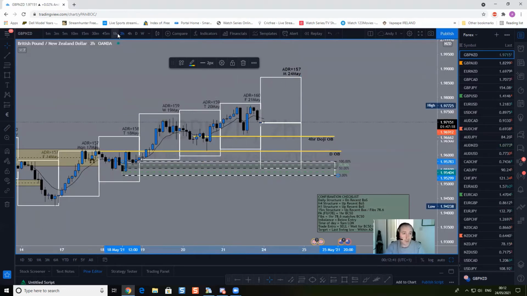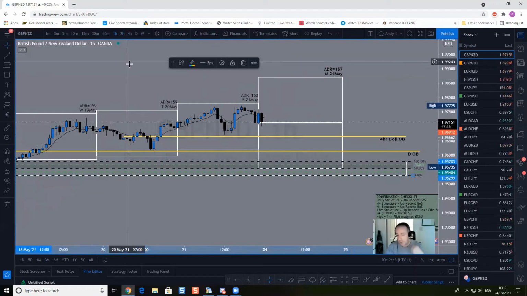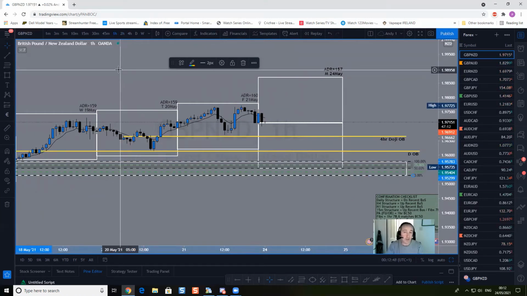And then the last one, we'll go to the hour. I don't go anything below the hour, or you'll just end up with lines all over your chart, just like retail support and resistance. You don't want that.